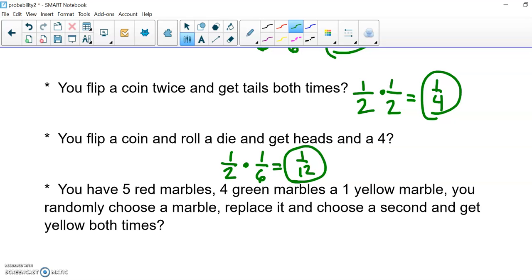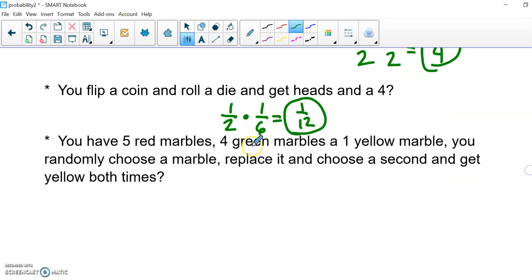All right, now it's marbles, not Jolly Ranchers. You have 5 red marbles, 4 green marbles, 1 yellow marble. You randomly choose a marble, replace it. Okay, it's important. If you replace it, it means those events are independent. It doesn't matter what happened the first time. You go back to the beginning. And you choose a second and get yellow both times.